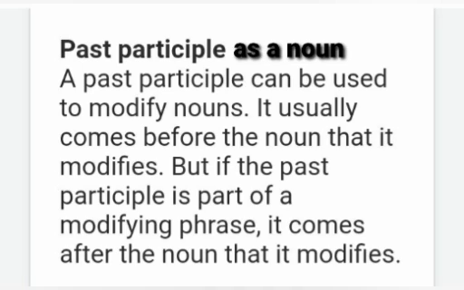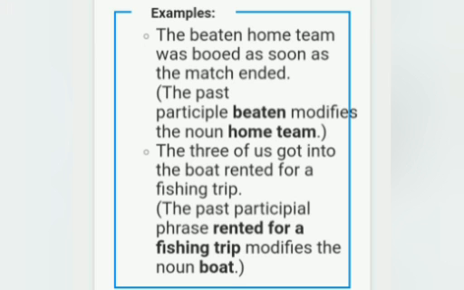Now this usually comes before the noun that it modifies, and if it is a part of a phrase, it comes after the noun it modifies. Take for example, the beaten home team was booed as soon as the match ended. Yes, so here the past participle in the sentence is beaten, which modifies the noun home team.